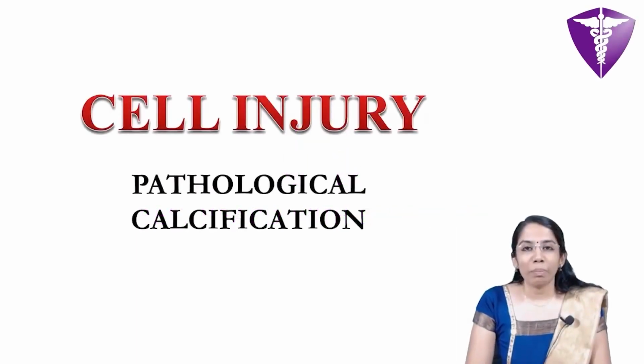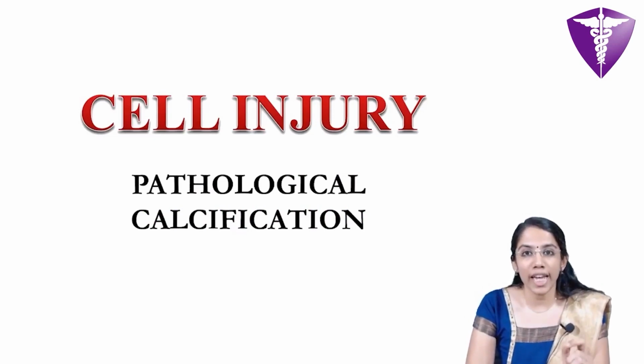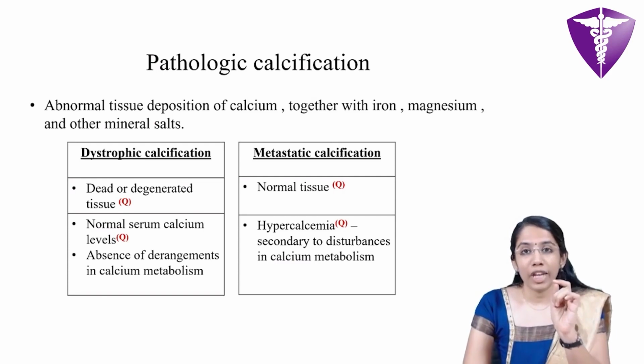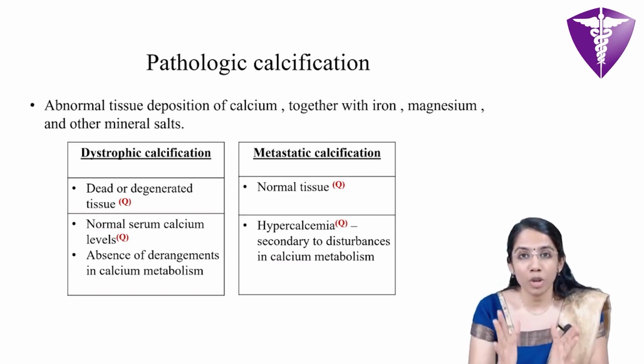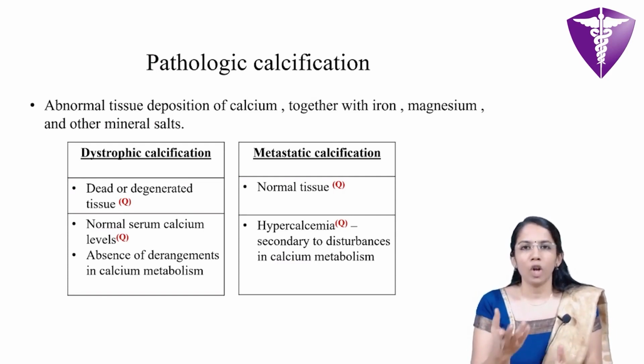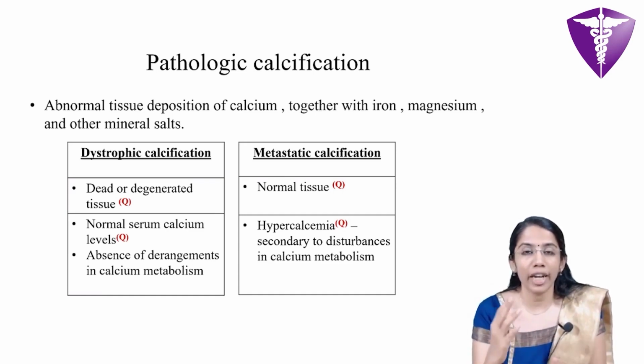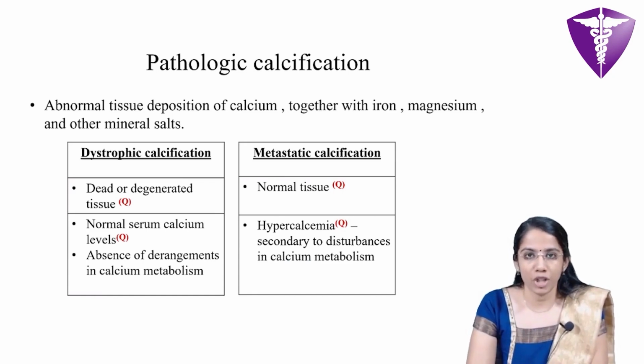Hello, today's topic is pathological calcification under the chapter Cell Injury. Pathological calcification refers to abnormal tissue deposition of calcium along with other mineral salts such as iron, magnesium, etc. There are two types of pathological calcification: one is dystrophic calcification and the other is metastatic calcification.